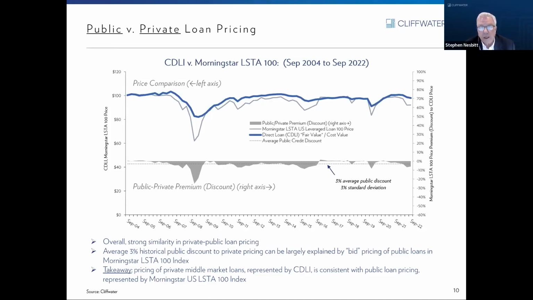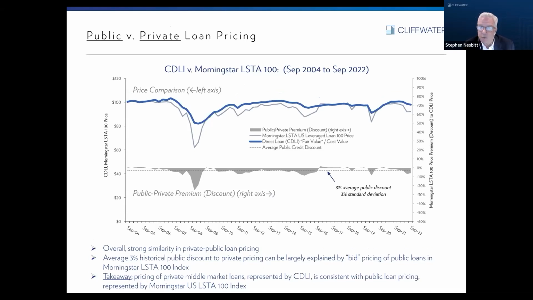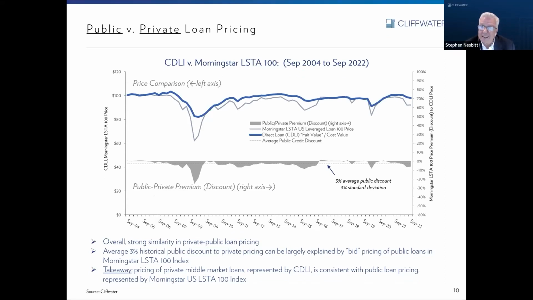And so if private loans represented by the CDLI and publicly traded loans represented by the LSTA were priced identical, okay, except for their yield differential, these lines would be the same. So there are a couple observations. One is both these lines hover near 100, the par price of the loan, and they don't deviate much from that. They did during the financial crisis.